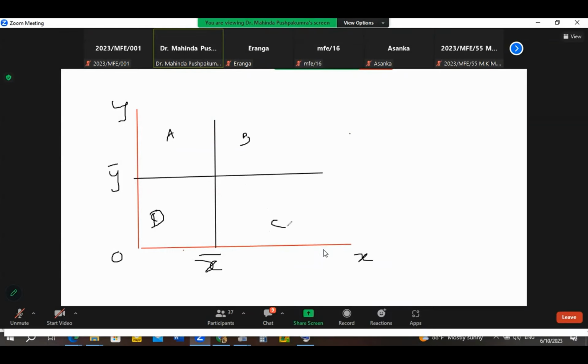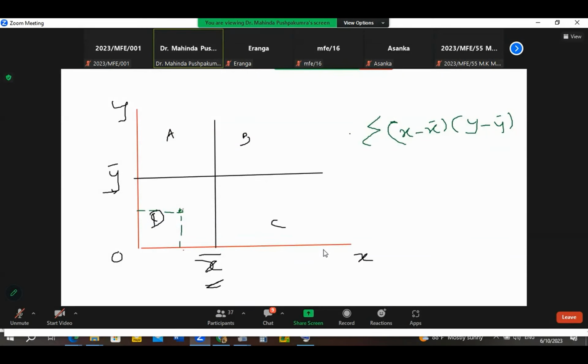Okay, then we have two variables x and y. Then this shows x bar, the average value of x, and this shows y bar, the average value of y. Now I will take one observation here. Then the covariance we calculate: x minus x bar into y minus y bar, and we get the summation of it.